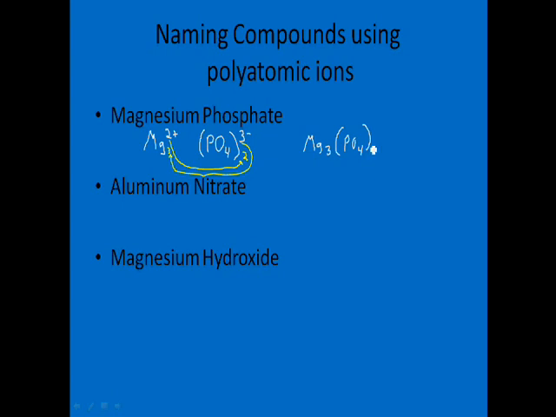The 3 tells me I have 3 magnesium. That 3 only goes to the magnesium. The subscript 2 only goes and describes the species that's in parentheses. So this 2 is only referring to the phosphates. It doesn't go all the way back through, all the way over to the magnesium.